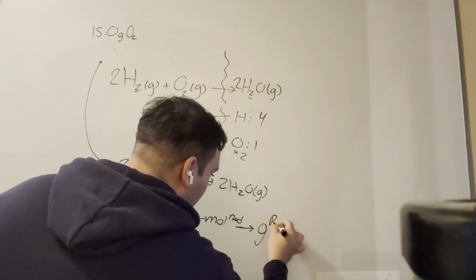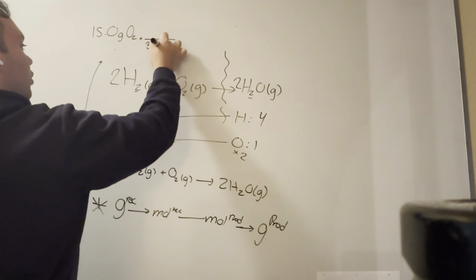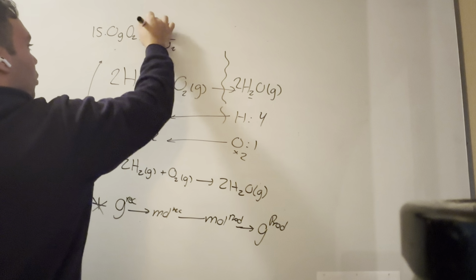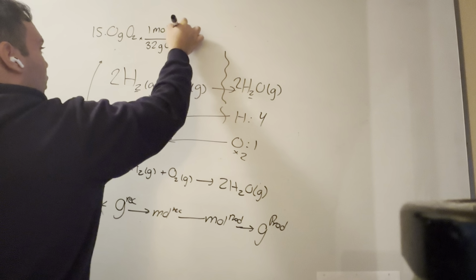And now, how do you go from grams of reactant to moles of reactant? The molar mass. In this case, oxygen is 32 grams of oxygen and 1 mole of oxygen. Okay, now we're in moles of reactant. How do you go from moles of reactant to moles of product? We look at the mole ratio.